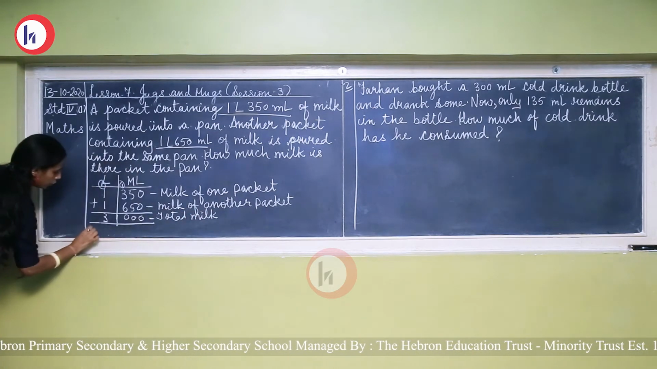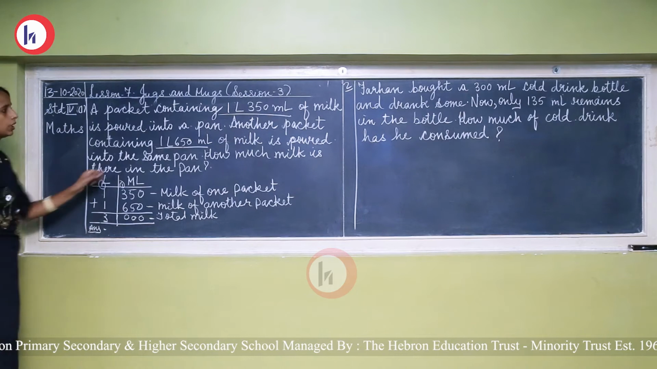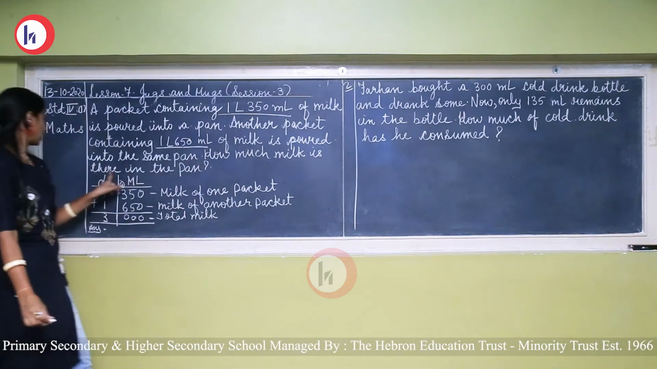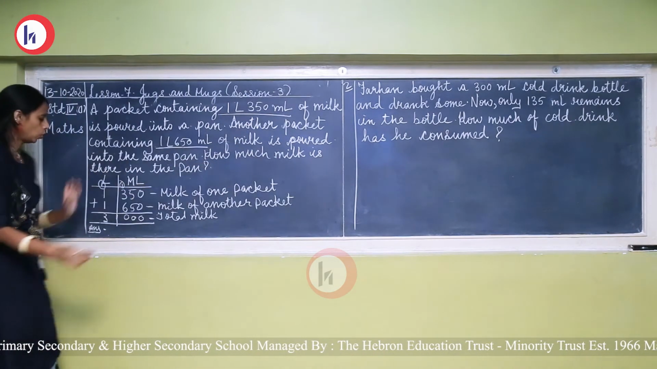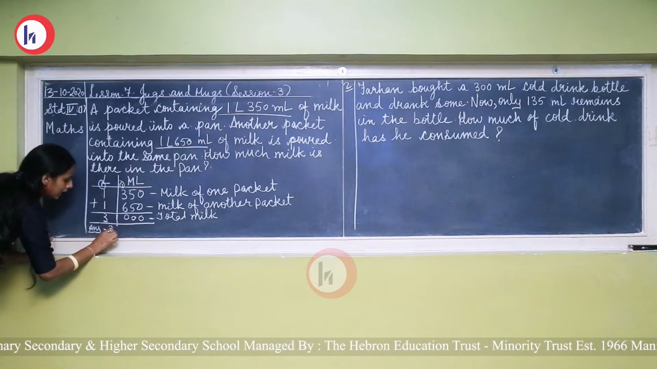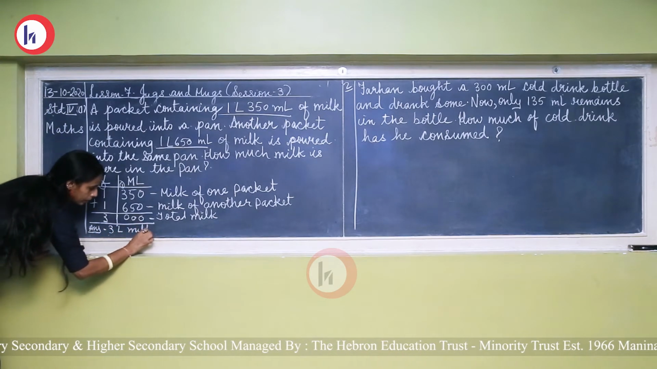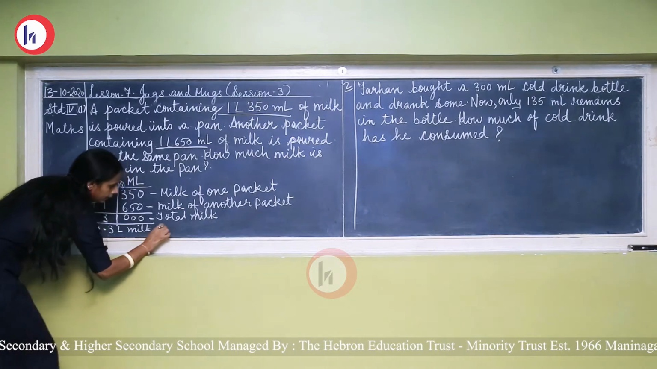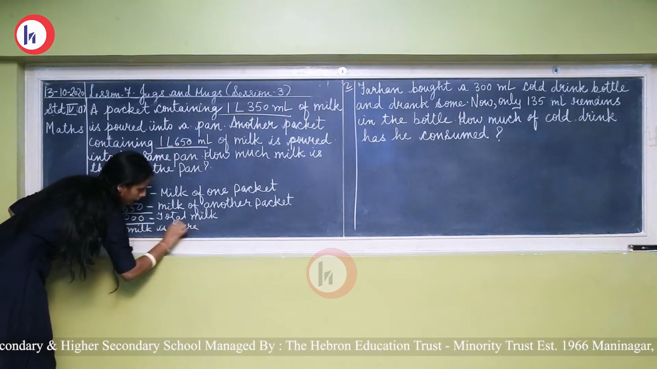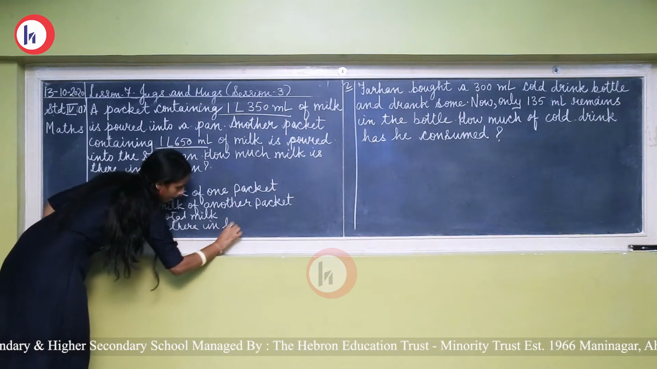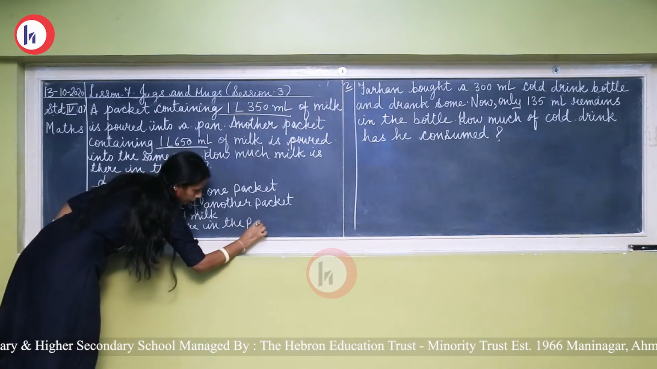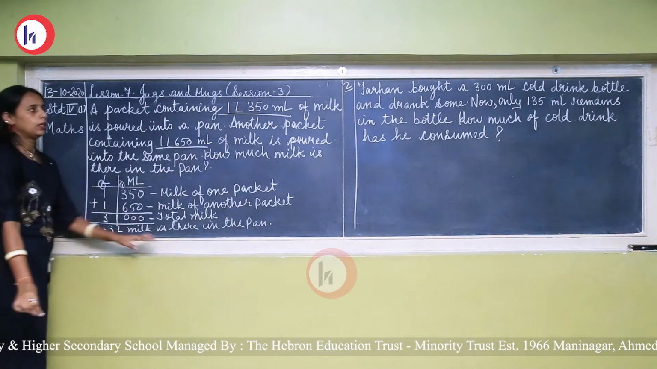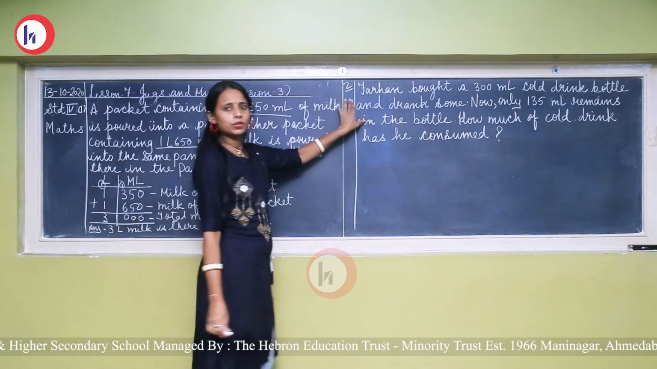Now see, what is the question? Question is, how much milk is there in the pen? So 3 liter milk is there in the pen. Okay. Now we'll solve the next question.